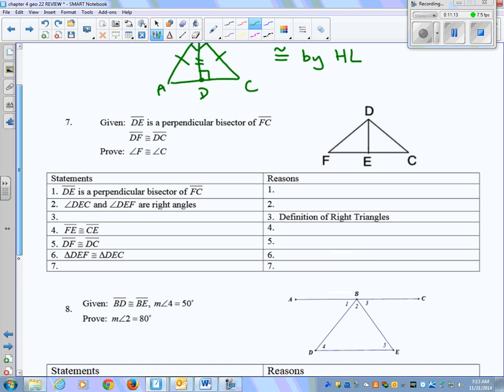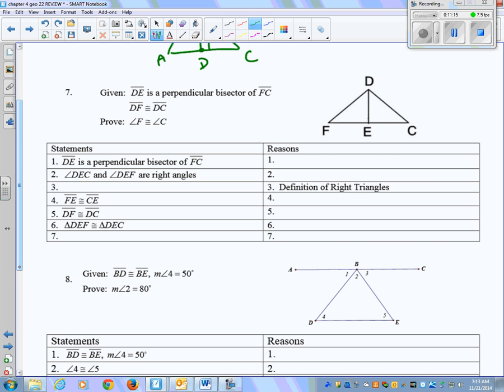Okay, number 7. Given DE is a perpendicular bisector, these are two big words here. Perpendicular means right angles, right? And bisector means split into two congruent parts. Don't forget that. So let's mark this on our diagram. Remember, read your given, mark your diagram every single time.